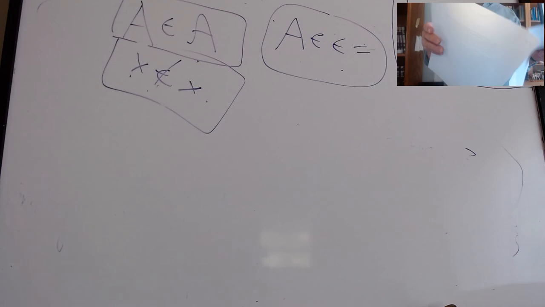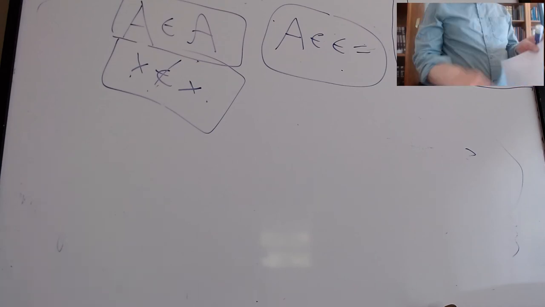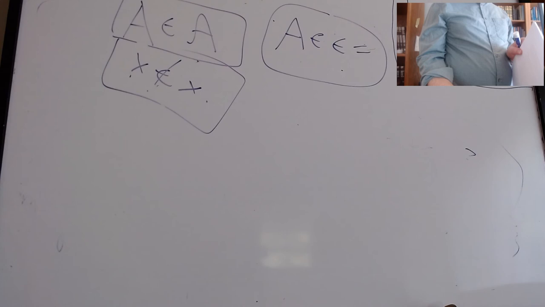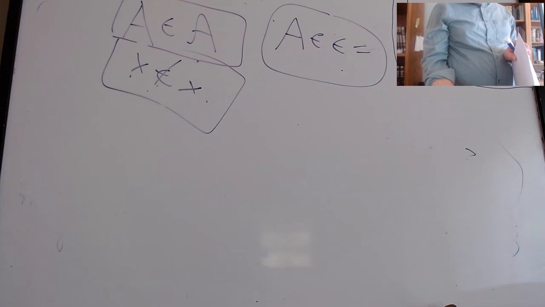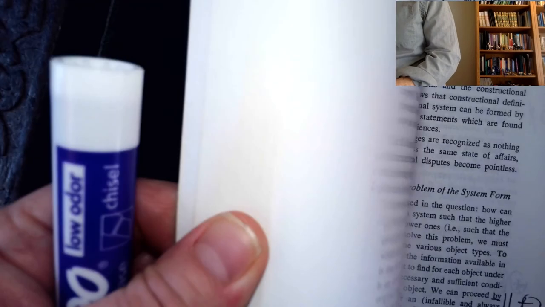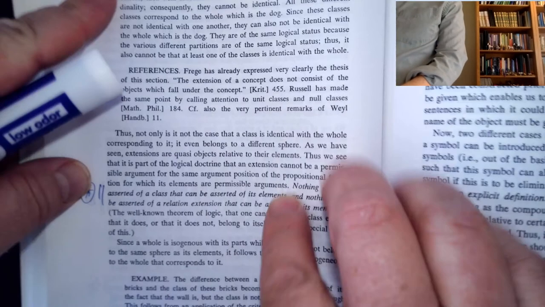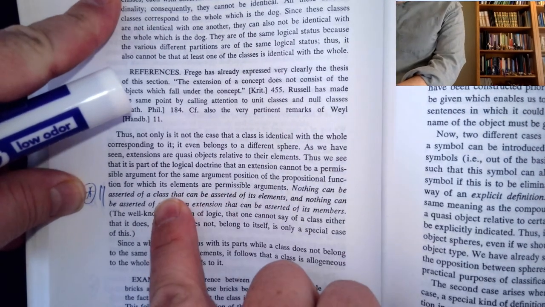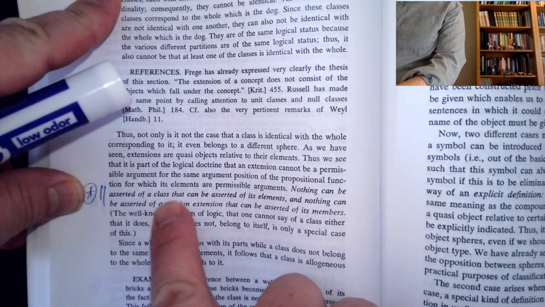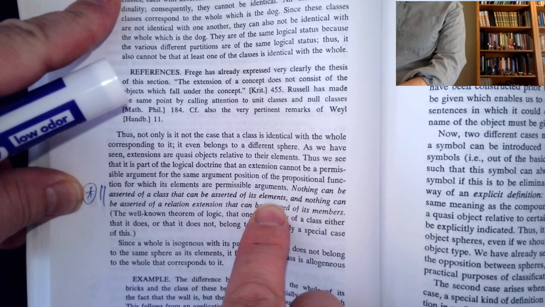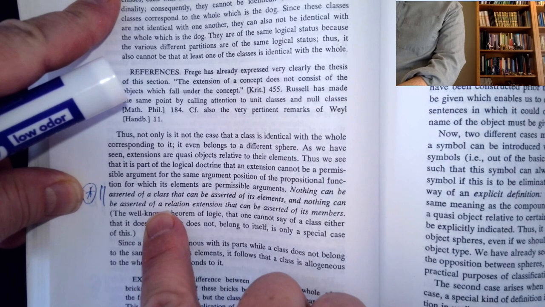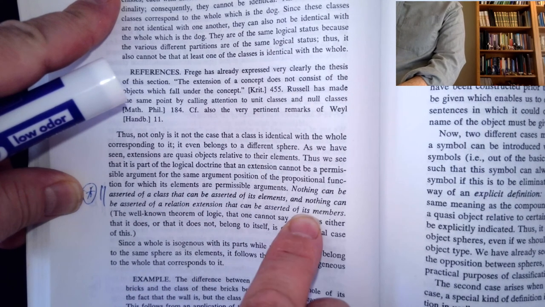Carnap states the basic idea of this. This is on page 64, Section 37. Nothing can be asserted of a class that can be asserted of its elements, and nothing can be asserted of a relation extension that can be asserted of its members.